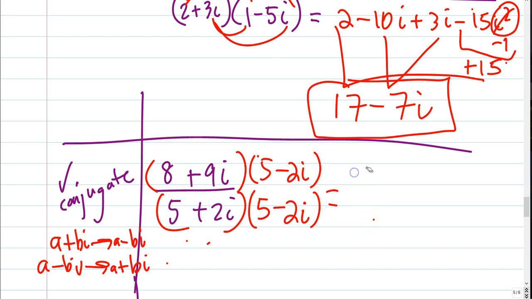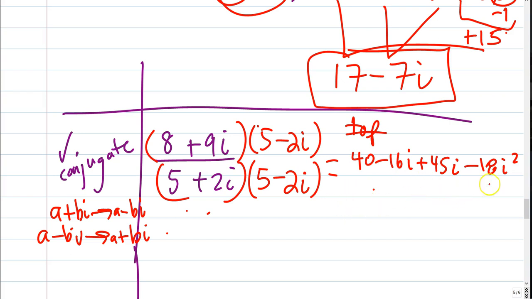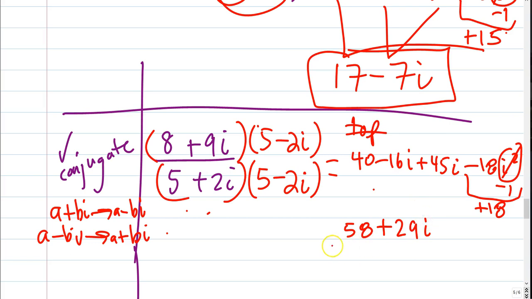This is going to get a little messy, so I'm going to deal with these separately and kind of bring them together. I'm going to deal with the top separately and go 8 times 5 is 40, minus 16i, plus 45i, minus 18i squared. Okay, combining like terms. First of all, I'm going to replace that with a negative 1. Those two multiply to make a positive 18. So 40 plus 18 is 58, plus 29i. That's the top, all over.